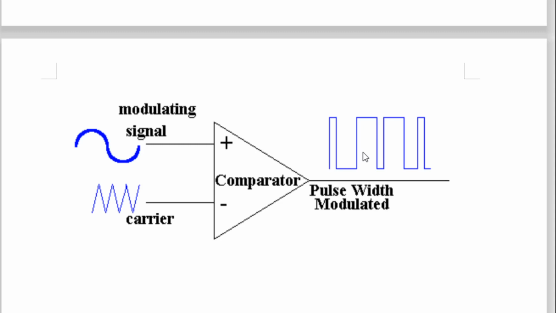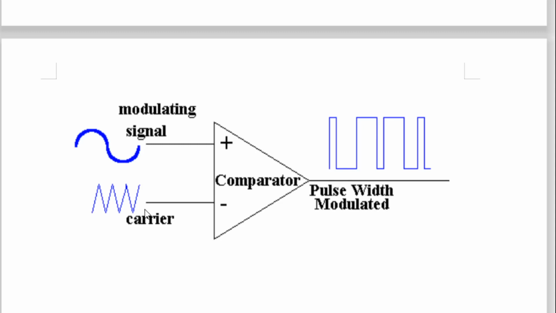Pulse width modulation. The width of the carrier should get changed according to the information signal. But here, the output of the comparator, that is the op amp, is a square wave. Therefore, the width of the square wave will get changed.